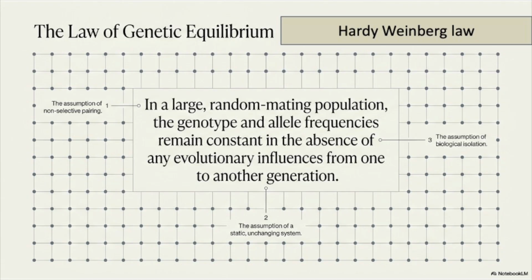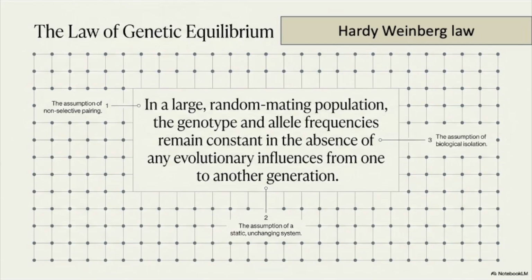First, the assumption of non selective pairing, meaning mating is completely random. Second, the assumption of a static, unchanging system with no new mutations or outside influences. And third, the assumption of biological isolation, meaning the population does not mix with outside groups.